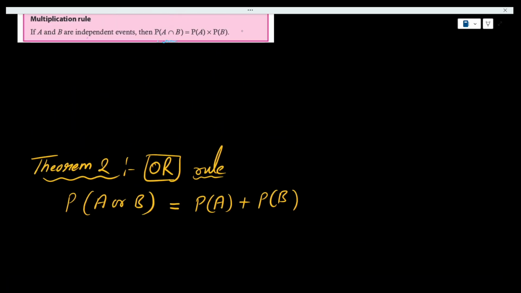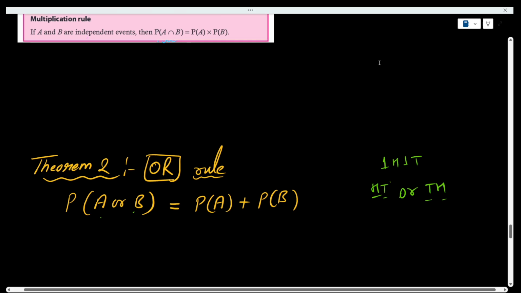Now, the OR rule will always be taken as the happening of A or B. Like if I'm telling you, you are tossing 2 coins together. So what is going to be the probability of one head and one tail? It can be HT, or you can get TH. In both cases, you are getting one head and one tail when you are tossing 2 coins. So how do we use these two rules to solve the question?